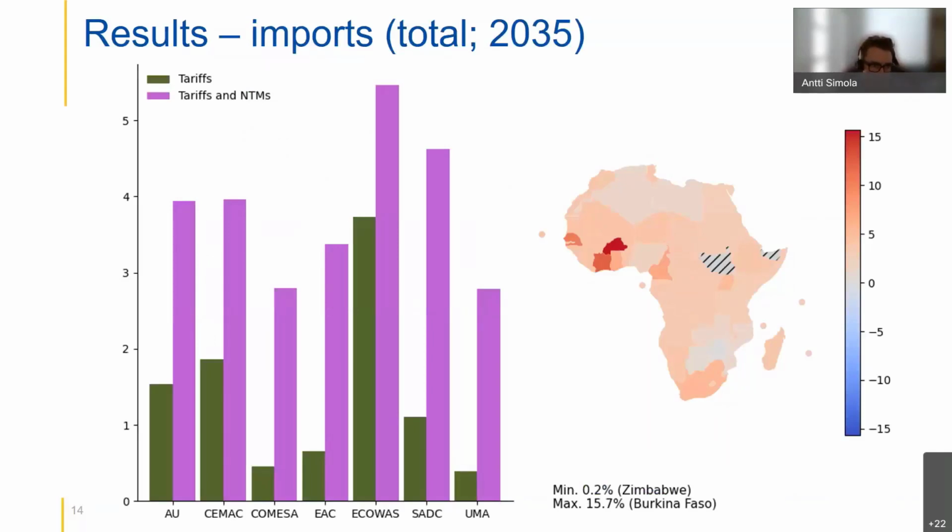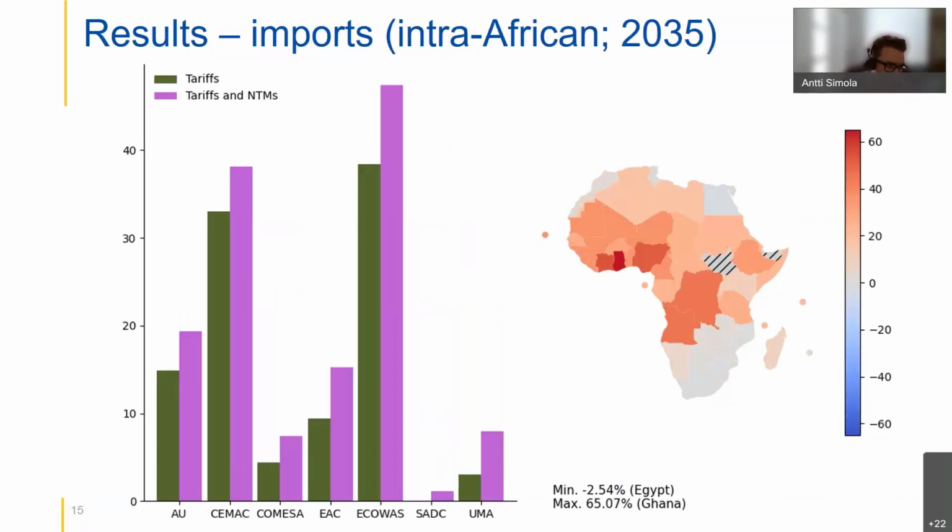Next, when we turn into the intra-African imports, we see that the AfCFTA really promotes the trade between African countries. The majority of the increase in imports comes from within the African Union. The total increase is almost 20% at the end of the transition period. We see that CEMAC and ECOWAS are the ones that increase the imports from Africa most.